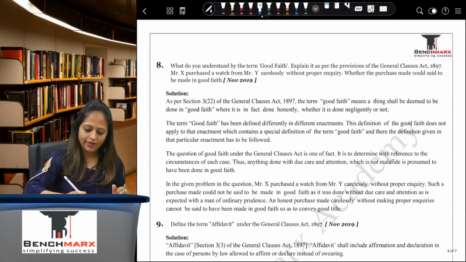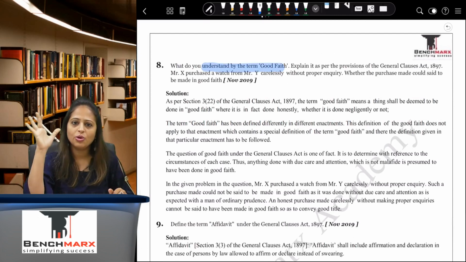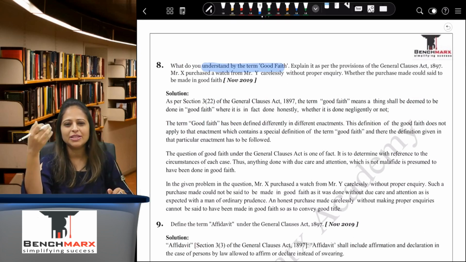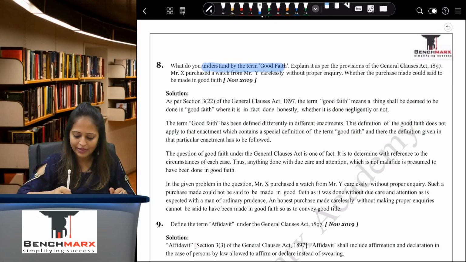What do you understand by the term good faith? A favorite question. Good faith has been asked a lot of times. Very, very important. The definition is very, very simple to remember. It's very generic. You can write it down in your own words, correct? So what do you understand by good faith? Explain as per the provisions of the General Clauses Act.